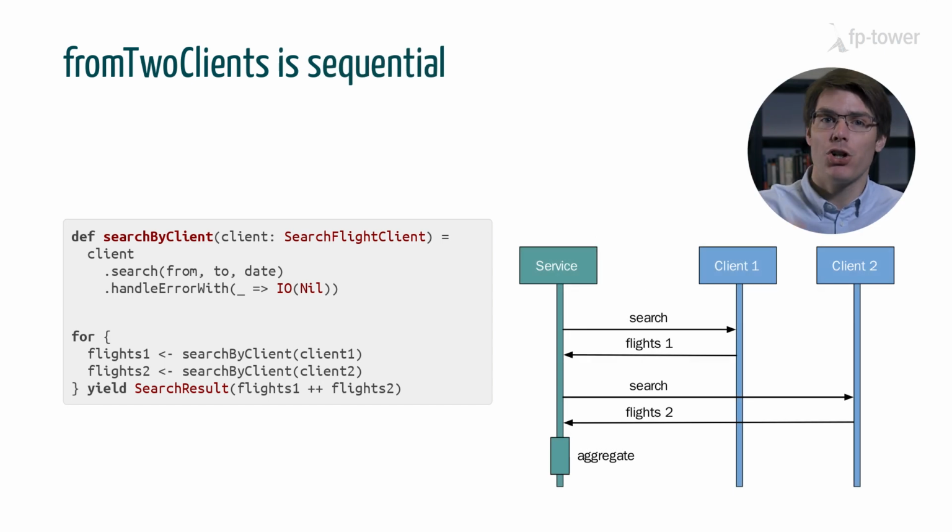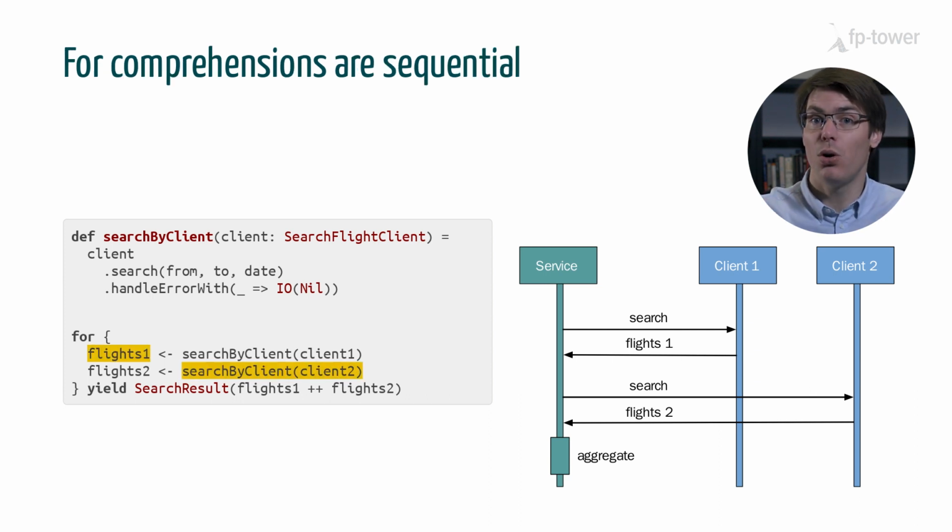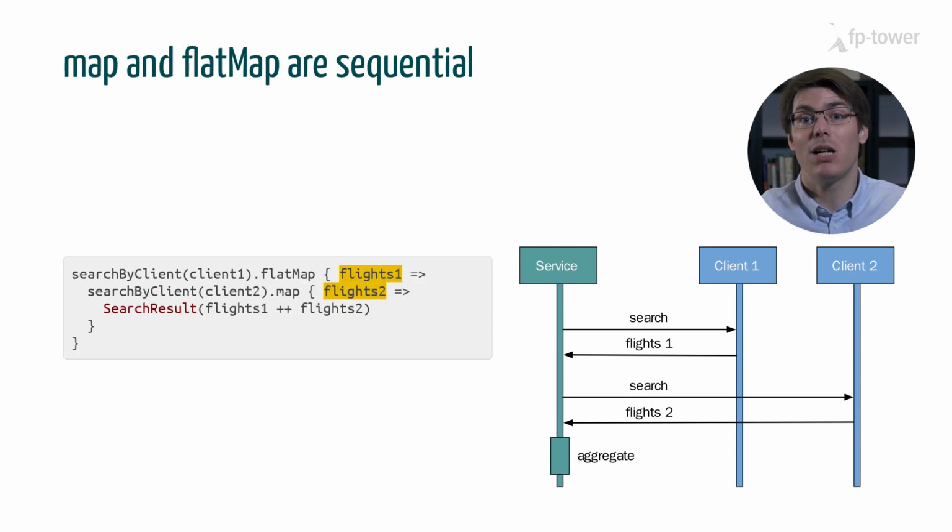From-to clients is sequential, meaning that it only sends a request to client 2 once the request to client 1 has completed. How do I know that? When we call search by client with client 2, we already have access to the result of search by client with client 1. So if we have access to the result, it means that the operation must be complete. There is no other way. More generally, all lines within a for comprehension are executed sequentially, which kind of makes sense because map and flatMap are by nature sequential. They both give us access to the result of the I/O and let us do something with it.